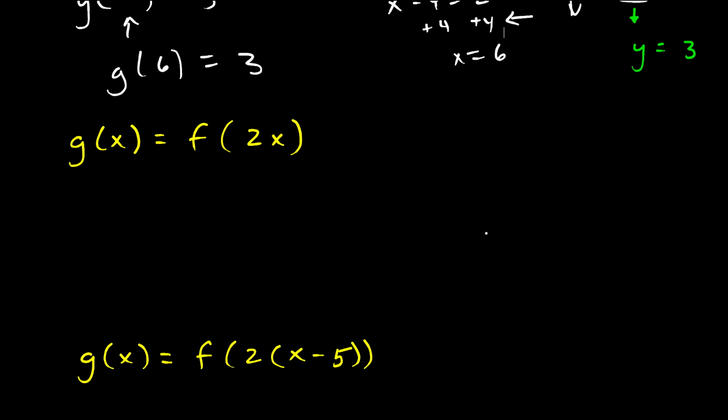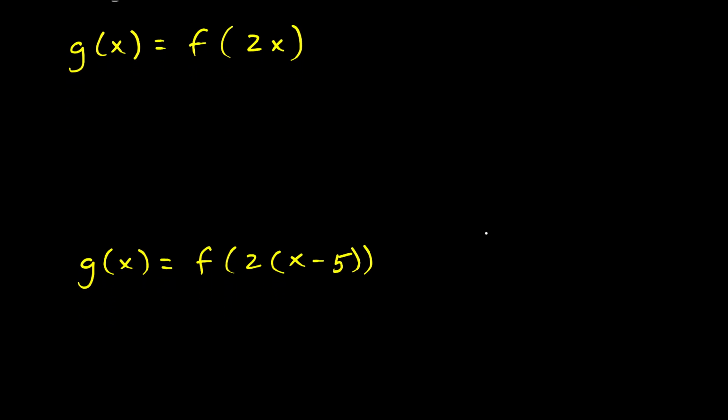Very similar idea for f of 2x. So again, we're going to use the point f of 2 equals 3. We know what the answer is when 2 is inputted to the f machine. So we want this to equal 2. So we will just say we want 2x to equal 2, so x will equal 1.